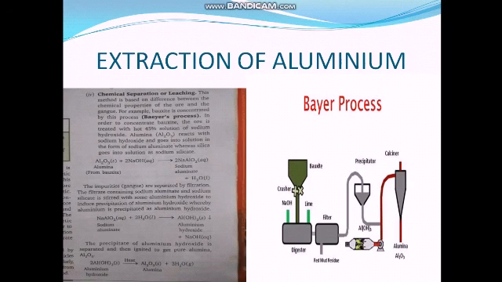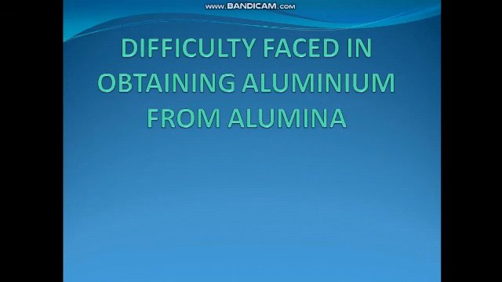Aluminium oxide has great affinity for oxygen, so it is a stable compound. It cannot be reduced by simple reducing agents like carbon, carbon monoxide and hydrogen. Hence, electrolytic reduction is done for alumina. In earlier times, many difficulties were faced while obtaining aluminium from alumina.